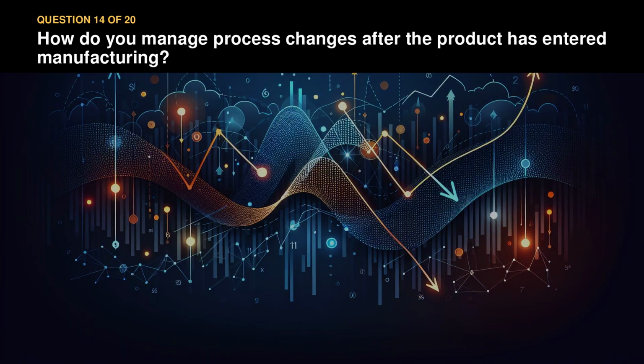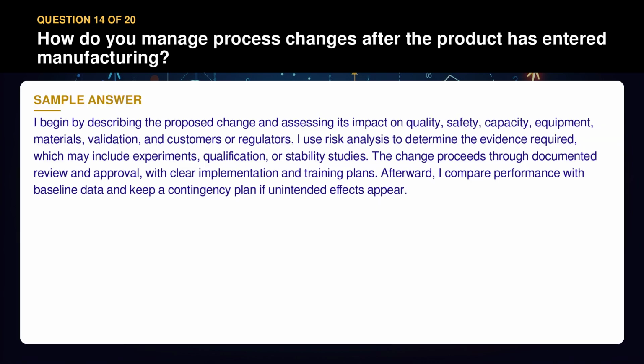Question 14. How do you manage process changes after the product has entered manufacturing? I begin by describing the proposed change and assessing its impact on quality, safety, capacity, equipment, materials, validation, and customers or regulators.